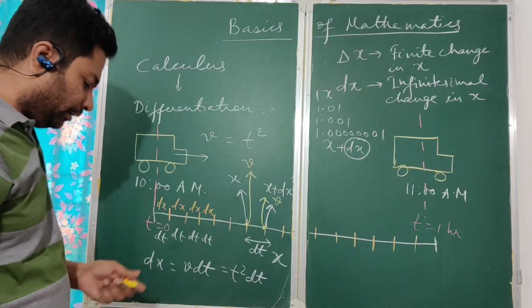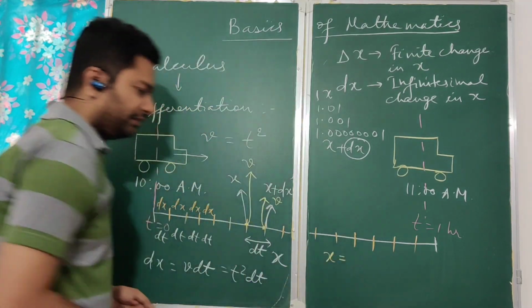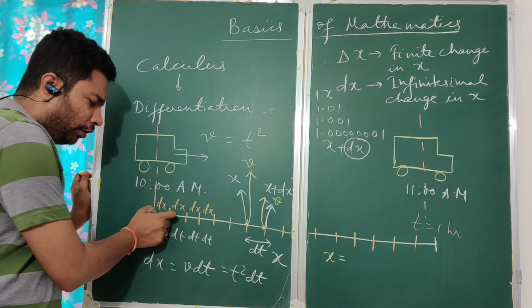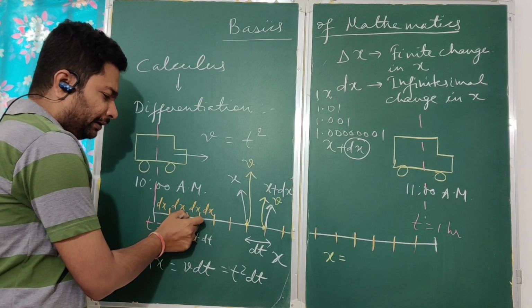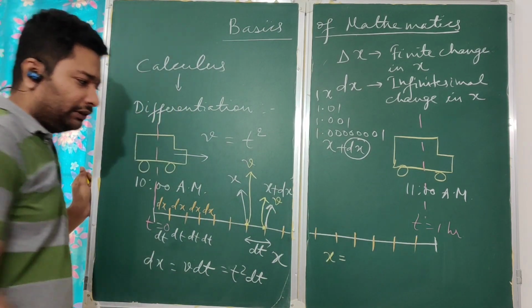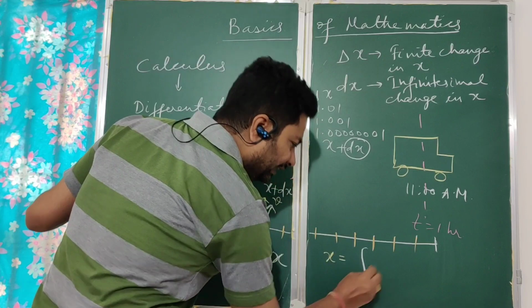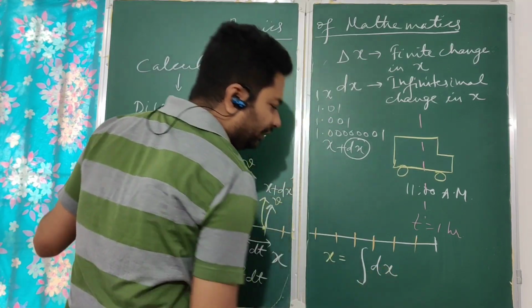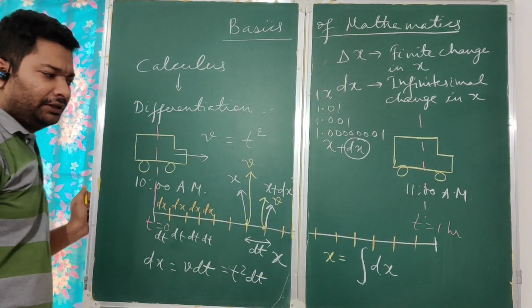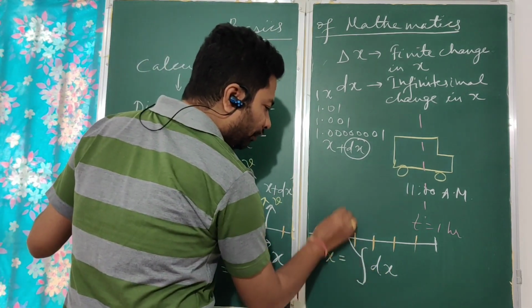Now if I ask you to find out the value of x, what should you do? What is x? x is the sum of all these dx: dx plus dx plus dx plus dx from the initial to the final limit. That sum we represent by putting one integration symbol. And what are we trying to integrate? dx. What are we trying to add up? dx.